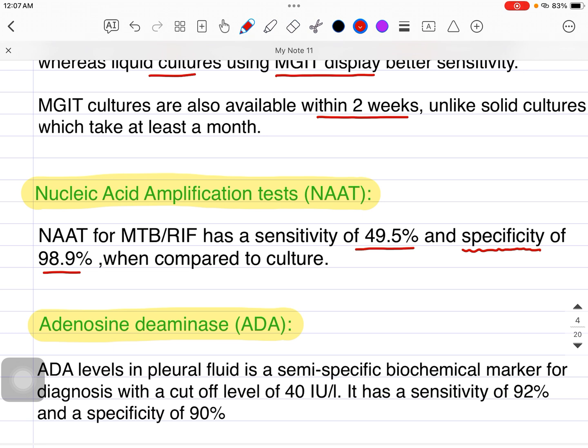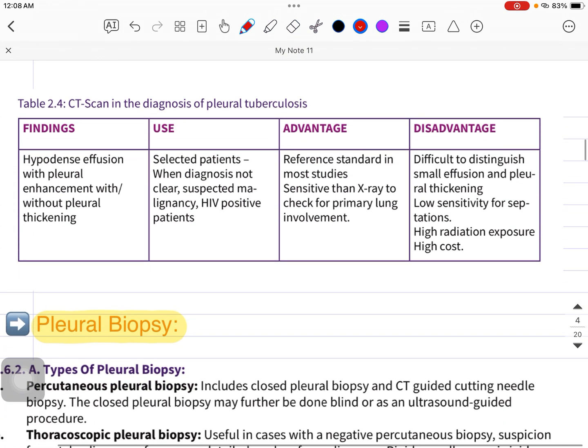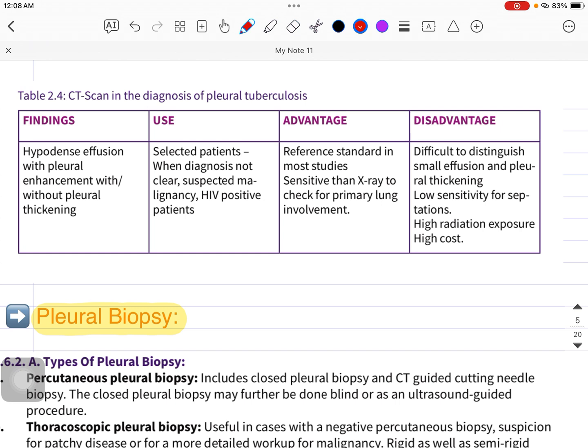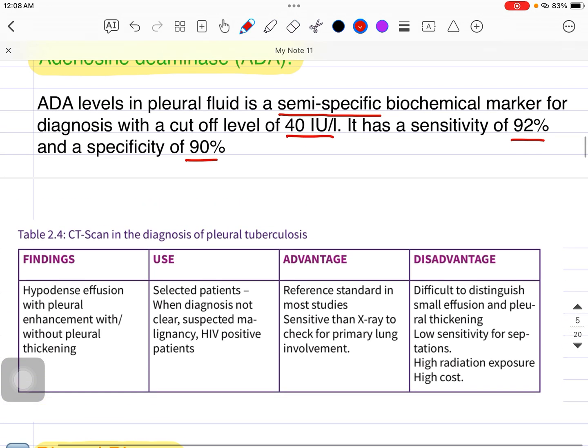But if you have the availability of doing that in your center, then obviously you should go ahead with that. After that, ADA, adenosine deaminase. ADA level in pleural fluid is a semi-specific biochemical marker that we need to understand, and it has a cutoff level of 40. It has very good sensitivity and specificity as well, around 92% sensitivity and specificity around 90%.